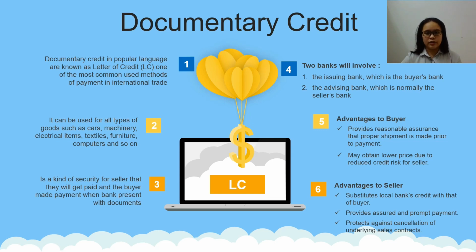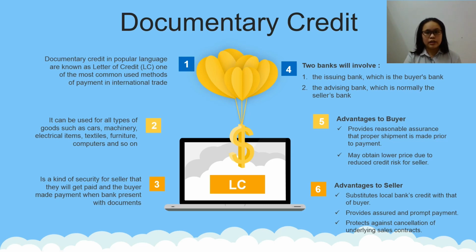What is documentary credit? Documentary credit is in popular language known as a letter of credit. It is one of the most common methods of payment in international trade. It can be used for all types of goods such as car, machinery, electrical items, textile, furniture, computer, and so on. A documentary credit is a method of payment that protects both the seller and the buyer in a contract of sales.